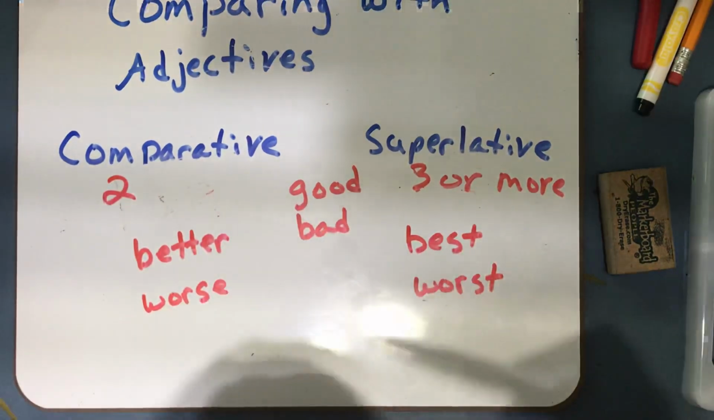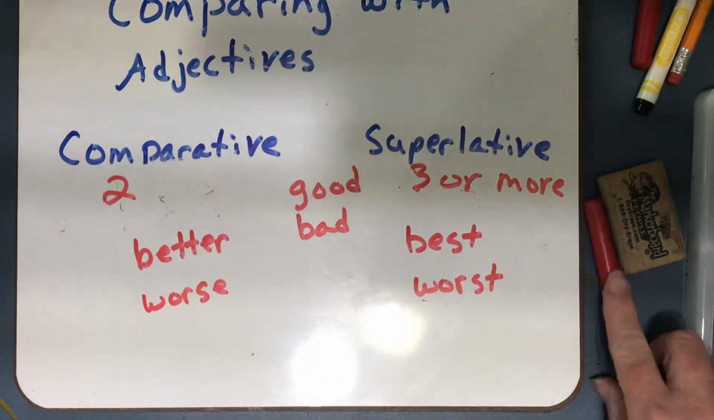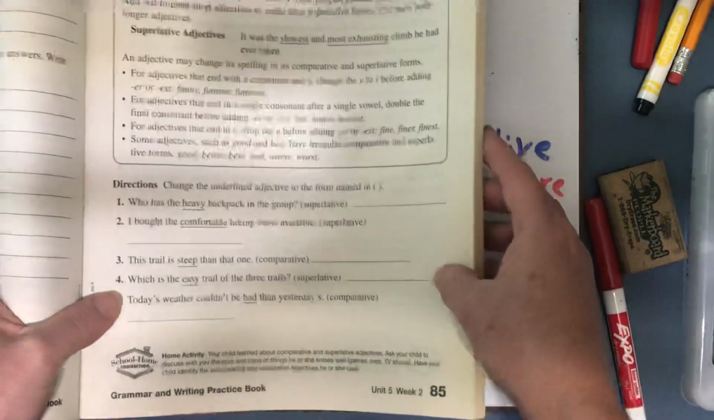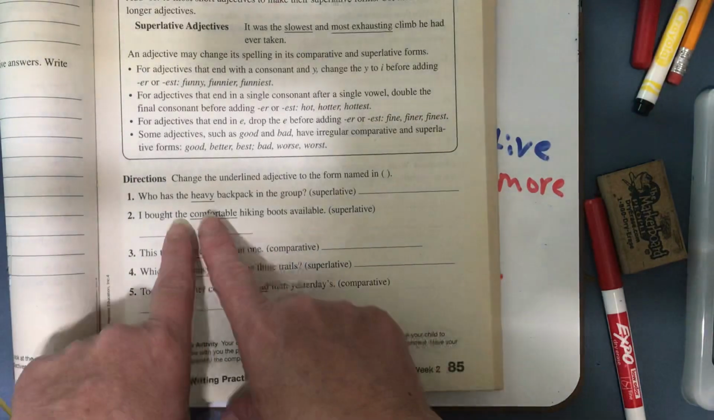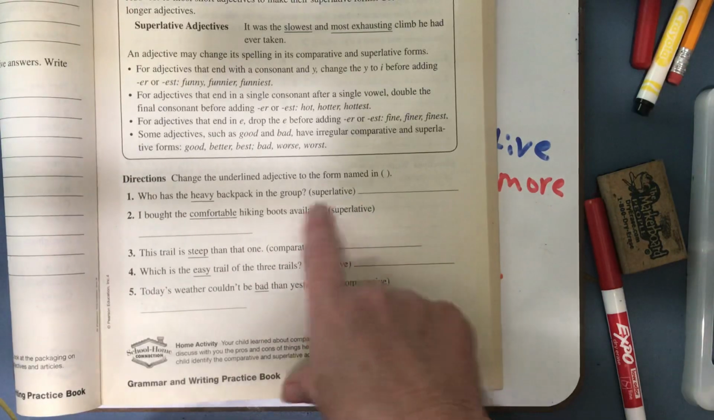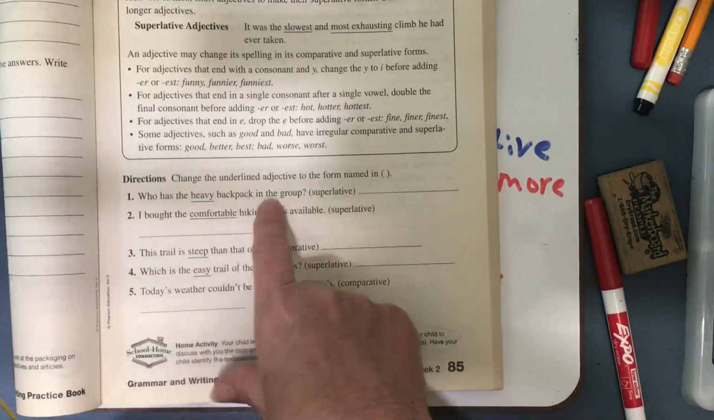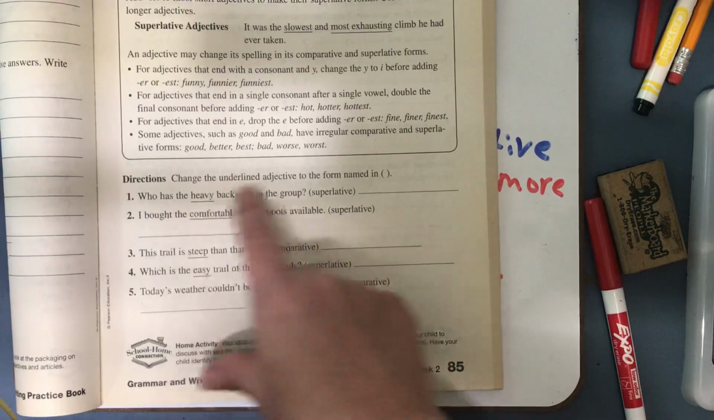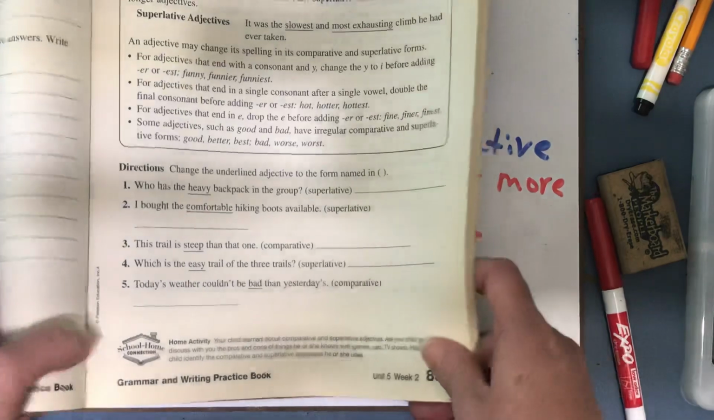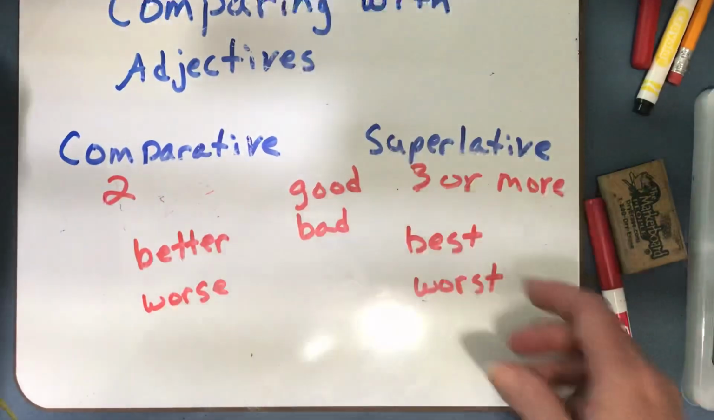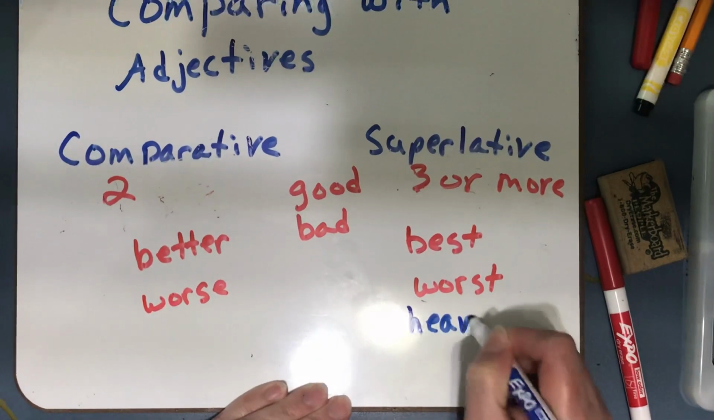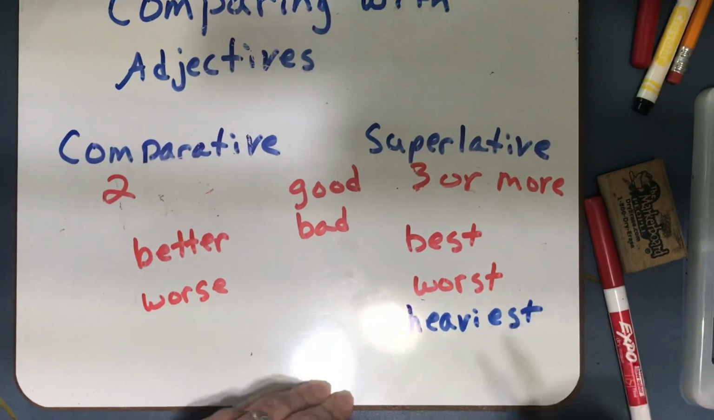2 things being compared. So you're going to do 2 pages in your English workbook. The first page is page 85. And all you have to do is change the underlined adjective to the form named in parentheses. So this says, who has the blank backpack in the group? And you're going to use the word heavy, but the superlative form. So that means you need to put heaviest. And that's an example of a word that ends in a Y. So you need to change the Y to I before you add EST. So it would be heaviest.